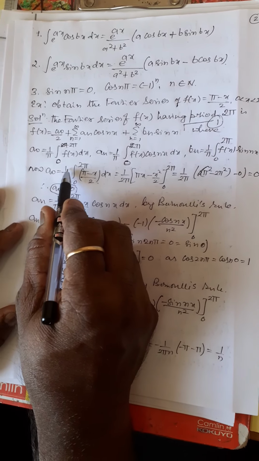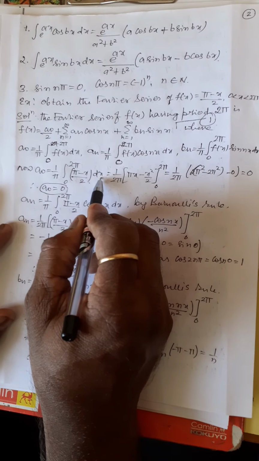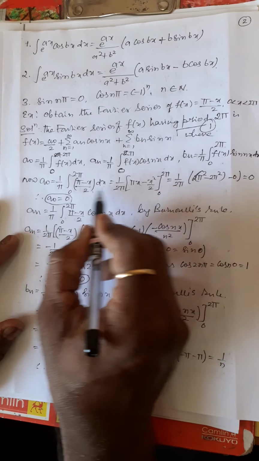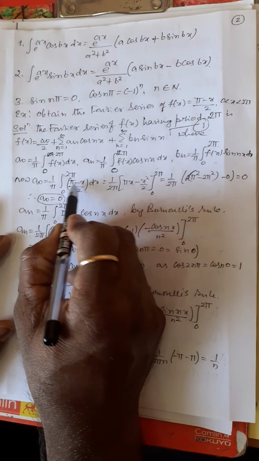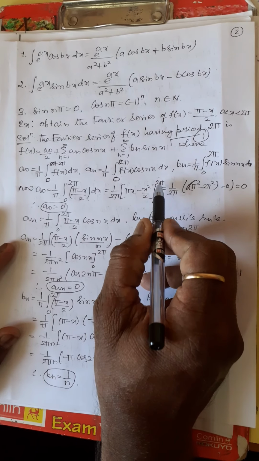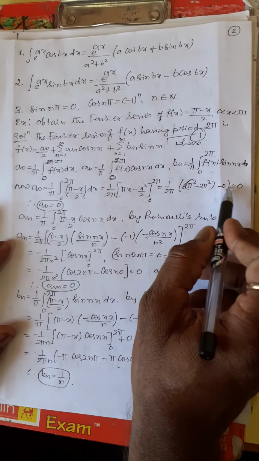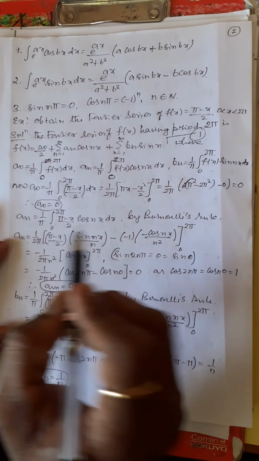Then go for the integration: 1 upon pi between 0 to 2 pi, pi minus x upon 2 dx. Keeping 1 upon 2 pi outside, take the integration: pi into integration of dx is x, minus x square by 2, between the upper and lower limits 0 and 2 pi. Therefore, its value reduces to 0.